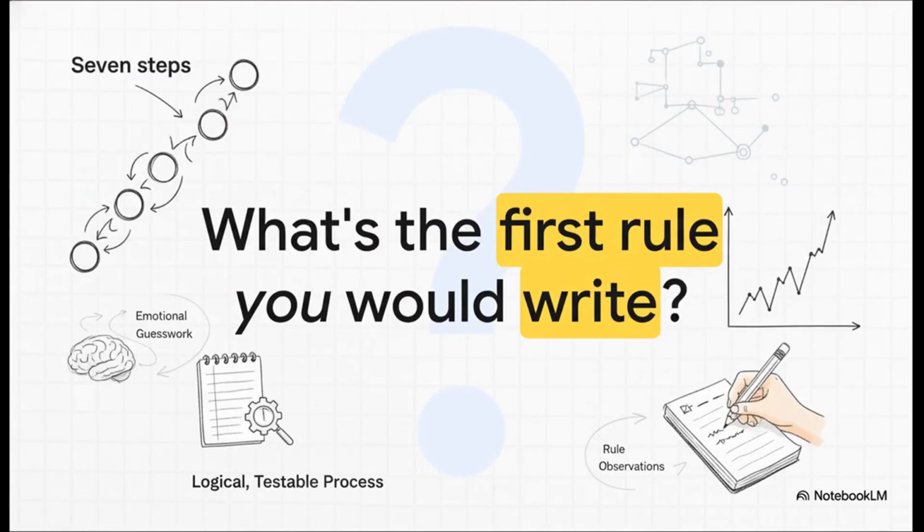So we've walked through all 7 steps, from a simple idea all the way to a disciplined, real-world strategy. The real power here is making that shift from emotional guesswork to a logical, testable process. Which leaves me with one last question for you. Thinking about your own observations of the market, what's the very first rule you would write down?